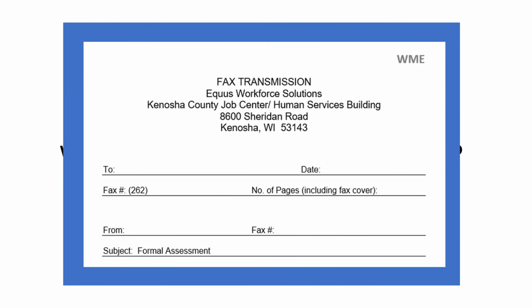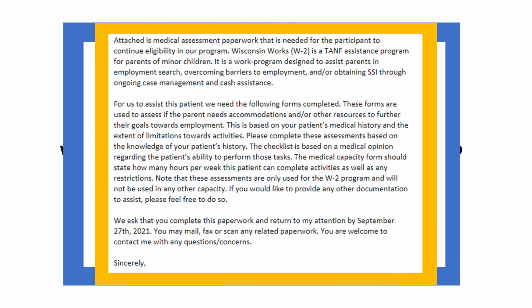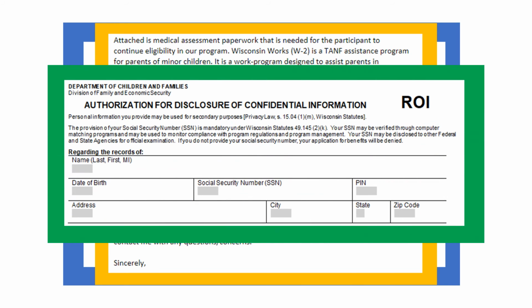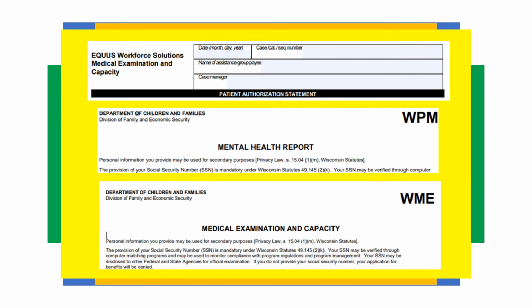What should be sent to the provider? Fax cover sheet if faxing. Letter of explanation. We have found that it is best to provide a letter of explanation with the formal assessment. Don't worry, we have something for you. This letter explains to the provider what this information is for. If using the state forms, the separate ROI, and then the formal assessment that needs to be completed.